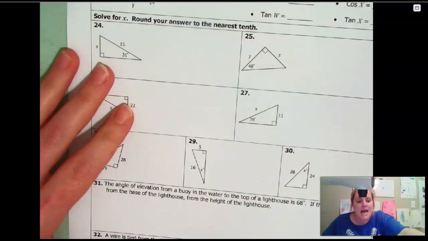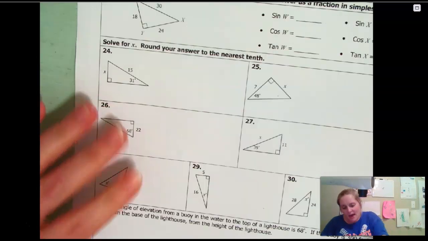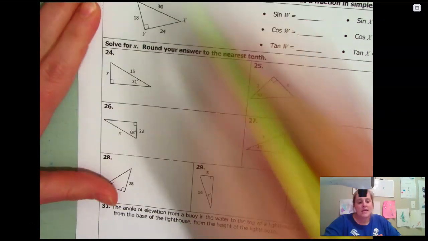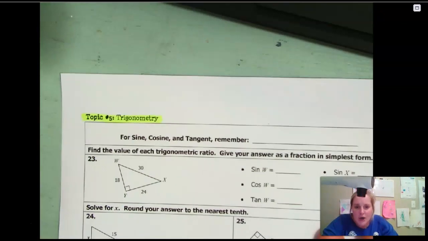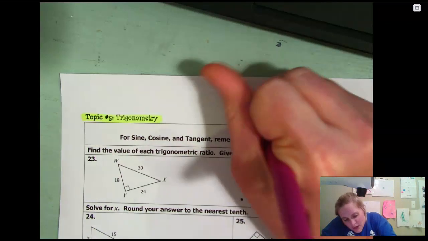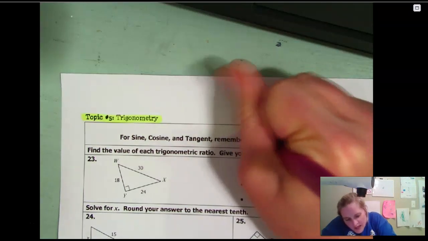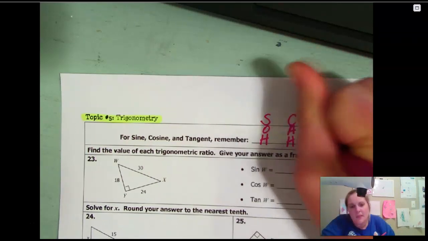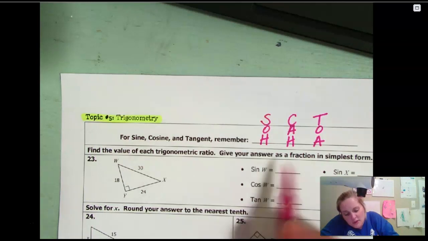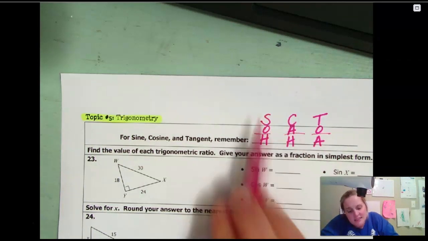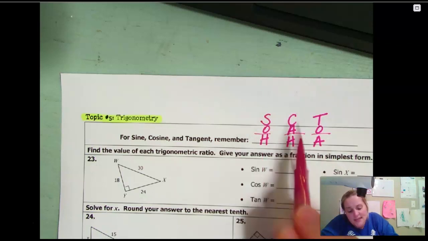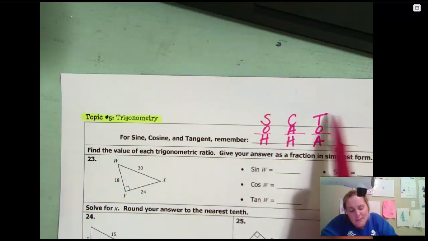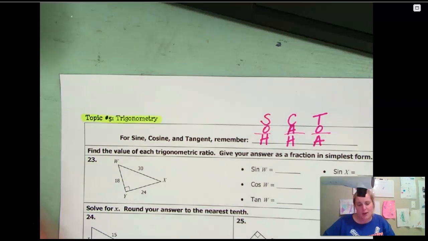On the last page of your packet, you have your trig practice. That is your sine, cosine, and tangent. Remember SOH CAH TOA, so you can draw those little lines. Sine is opposite over hypotenuse, cosine is adjacent over hypotenuse, and tangent is opposite over adjacent. And these are your practice problems with that.